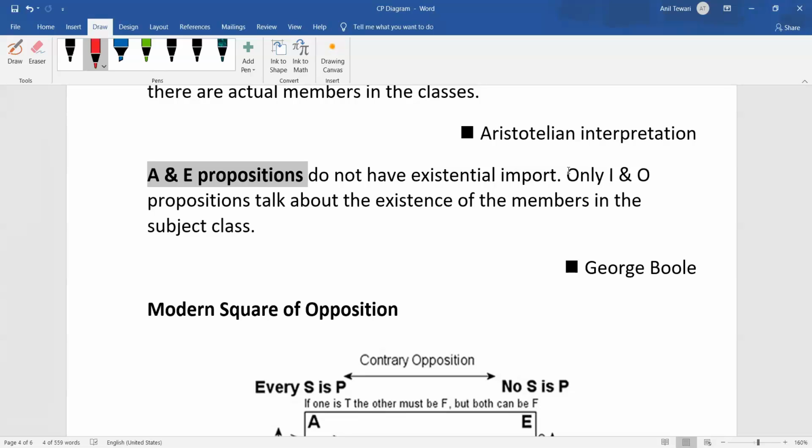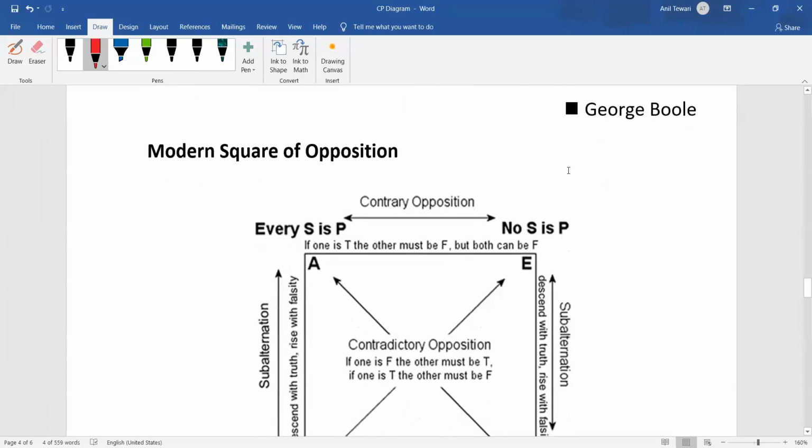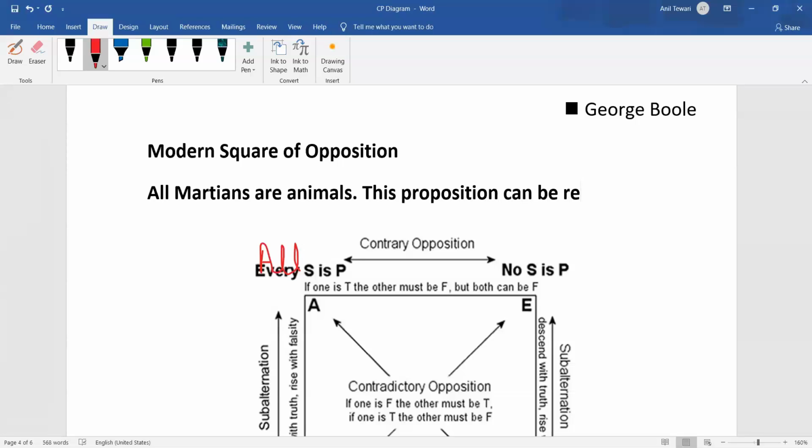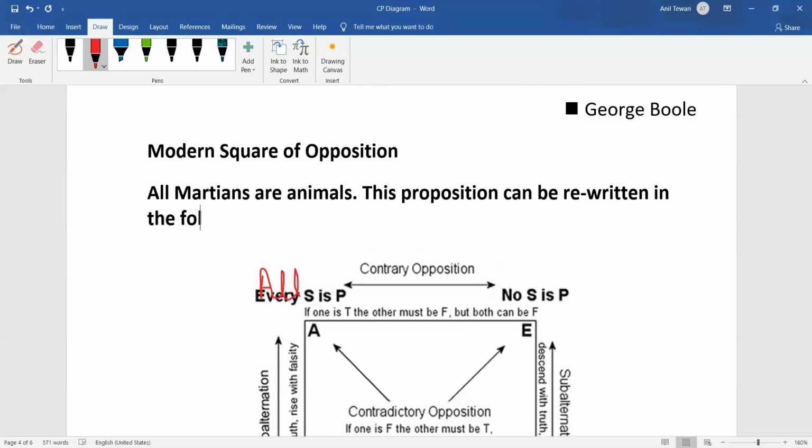But in saying that all Martians are animals or no Martians are cats, what are we saying? So let us see what George Boole proposed. He interprets the universal proposition in the form of a conditional statement. He says that universal propositions are not existential propositions. They can be rewritten in such a way that there is no existential claim. So for example, suppose you say that all Martians are animals. George Boole says that this proposition can be rewritten in the following way.